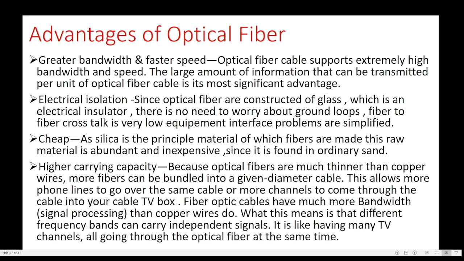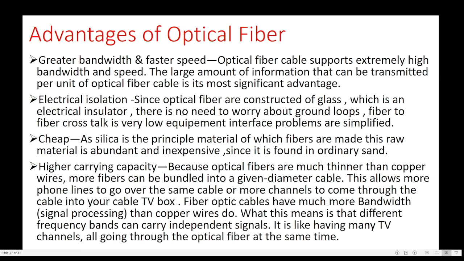The second advantage is electrical isolation. Since optical fibers are constructed of glass, which is an electrical insulator, there is no need to worry about ground loops. Fiber to fiber crosstalk is very low. Equipment interface problems are simplified. The fiber is very cheap in comparison to aluminum cable, copper cables, etc. Silica is the base material, and it is formed from sand.